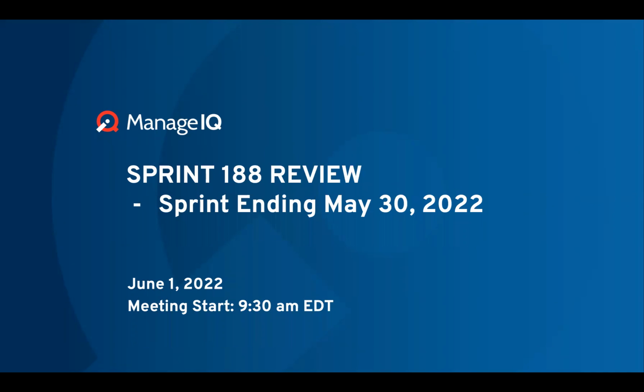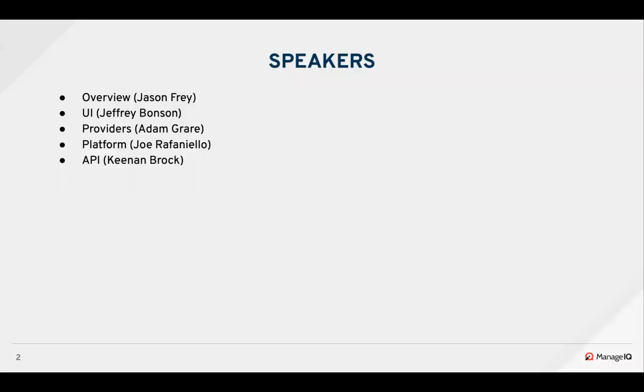This is a normal 2-week sprint ending on May 30th. So let's begin. I'm going to start with this overview. Jeffrey's going to follow up with the UI, Adam on providers, Joe is going to do the platform, and Keenan would do the API, but he can't make it, so I'm going to do the API.